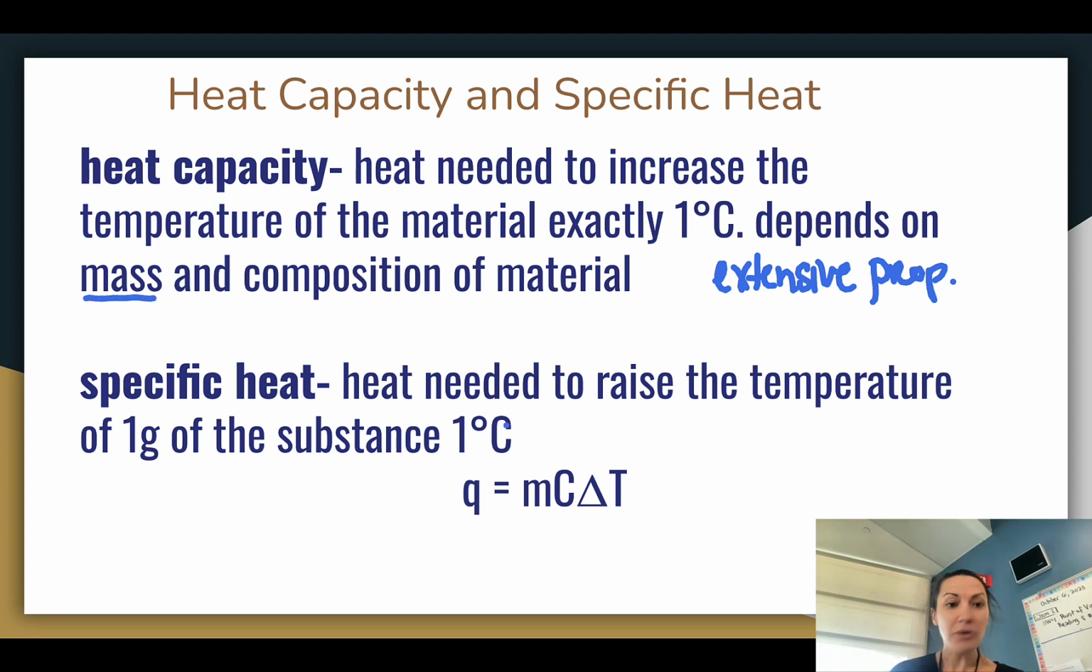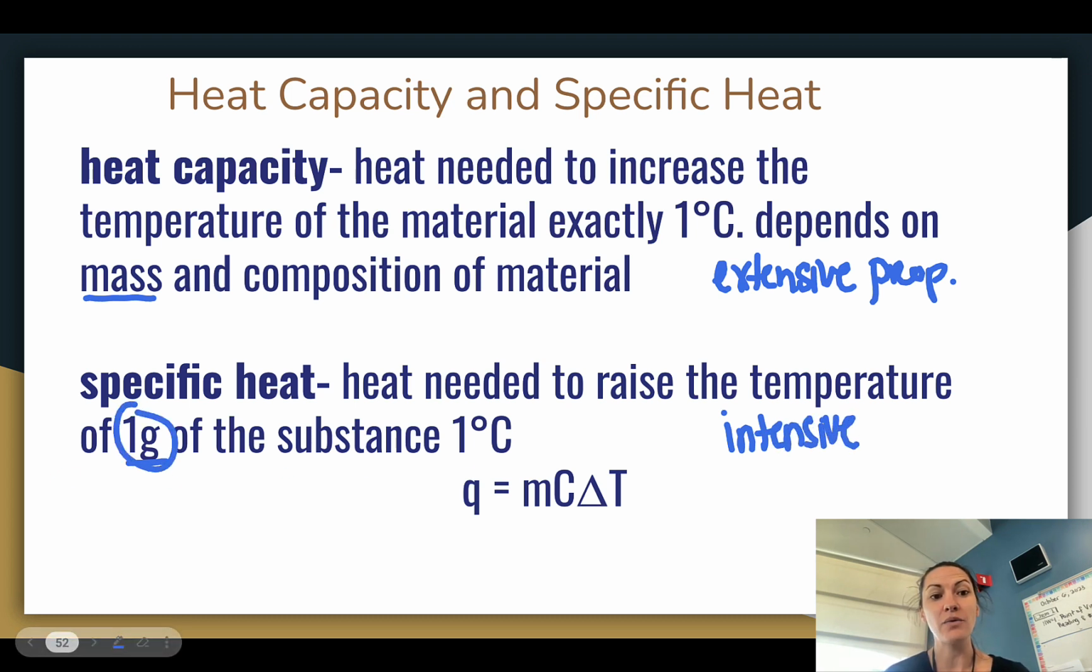We have another property that we're going to more fluidly talk about, which is specific heat. That's the heat that's required to raise the temperature of 1 gram of the substance by 1 degree. So this is now an intensive property because it's based on 1 gram. It's based on the composition or the type of the material, and different materials are going to have different specific heats.